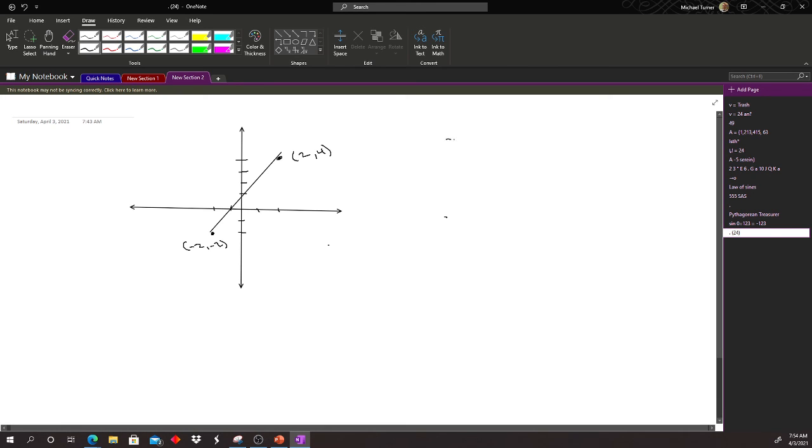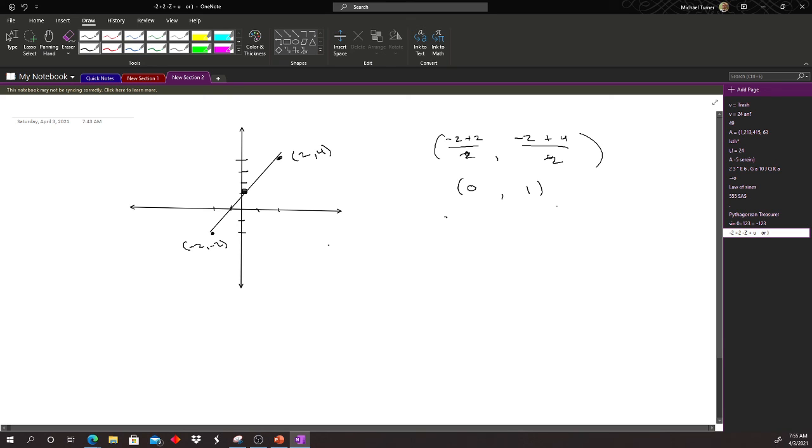So if I take -2 plus 2 divided by 2, and then -2 plus 4 divided by 2. If I divide each of those by 2, then that's going to tell me where the midpoint is, right? So -2 plus 2 is 0, divided by 2 is 0. -2 plus 4 is 2, divided by 2 is 1. So that should, in theory, give me the point that is in the middle of that line segment.